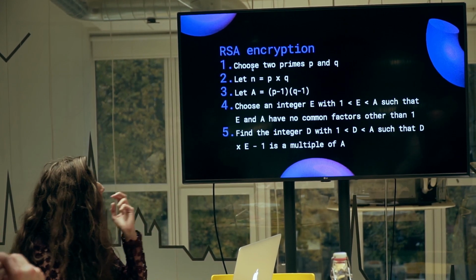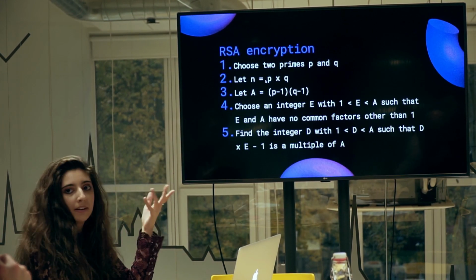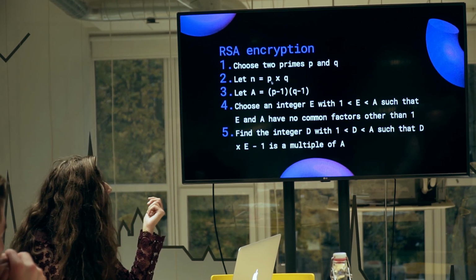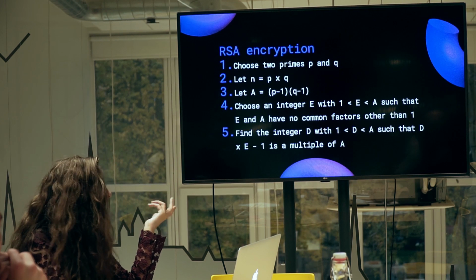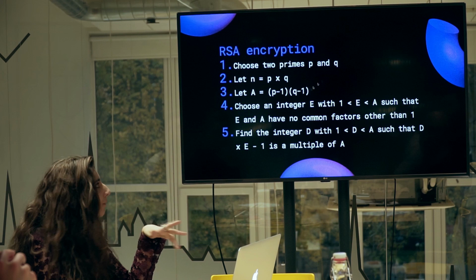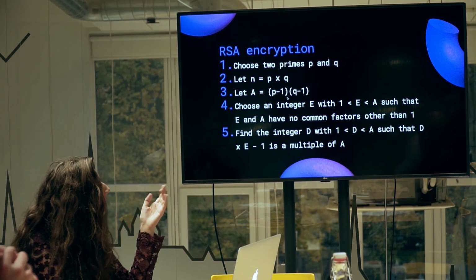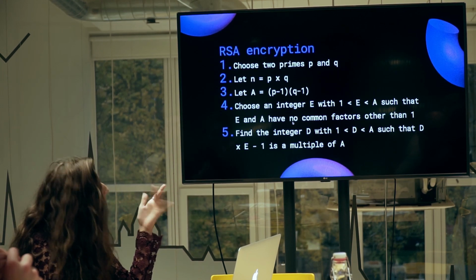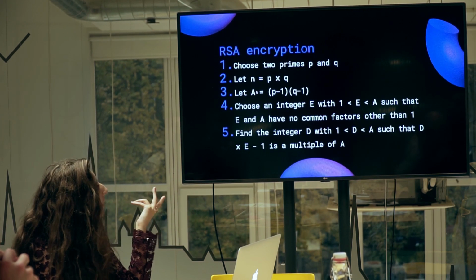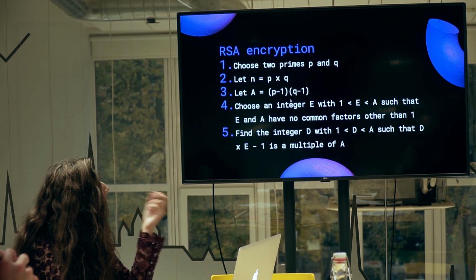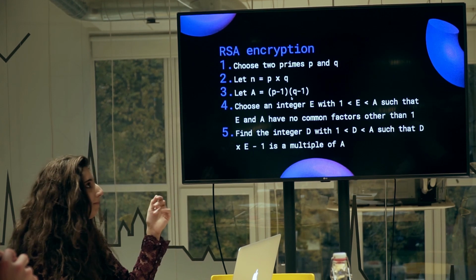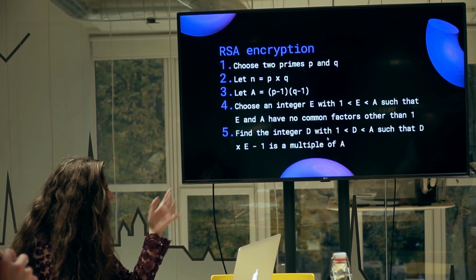And then the algorithm goes, you define this number n, which you get by multiplying your two chosen prime numbers together, and that gets you n. And then make this other number a, which you get by subtracting one from the first prime number, one from the second one, and then multiplying that together. And then there's this kind of convoluted instruction to choose an integer e between 1 and your number a, so that there's no common factors between e and a. I'll get back to that in a sec, and then there's the final step where you have to find another integer d.